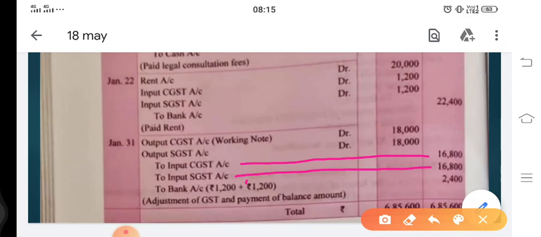We already have seen this in the calculation. So as we already have discussed, the total amount of 2,400 will be paid to the government, and that is why bank got credited with 2,400. And this is the case of set off of excess of output GST, or we can also say that this is the settlement of the excess amount to be paid to the government. That is how the GST adjustment takes place.